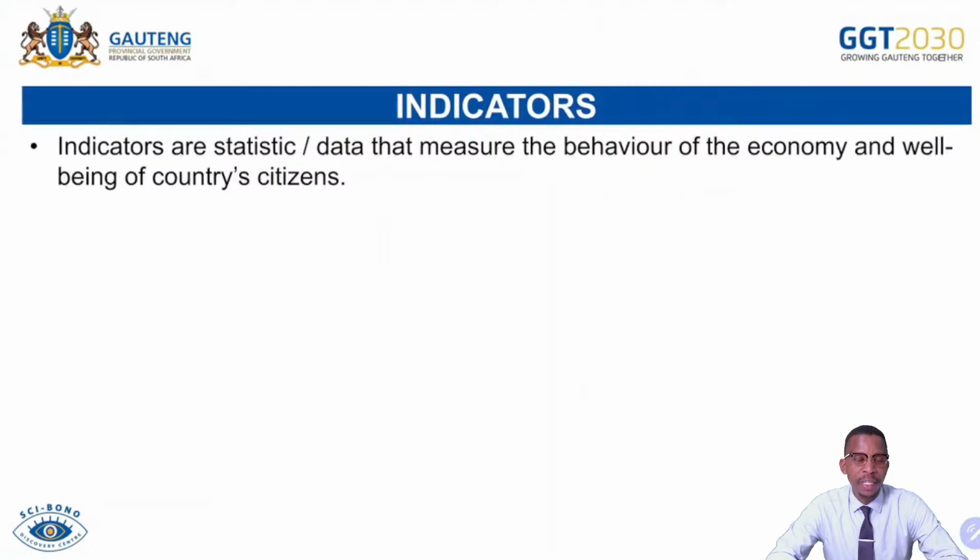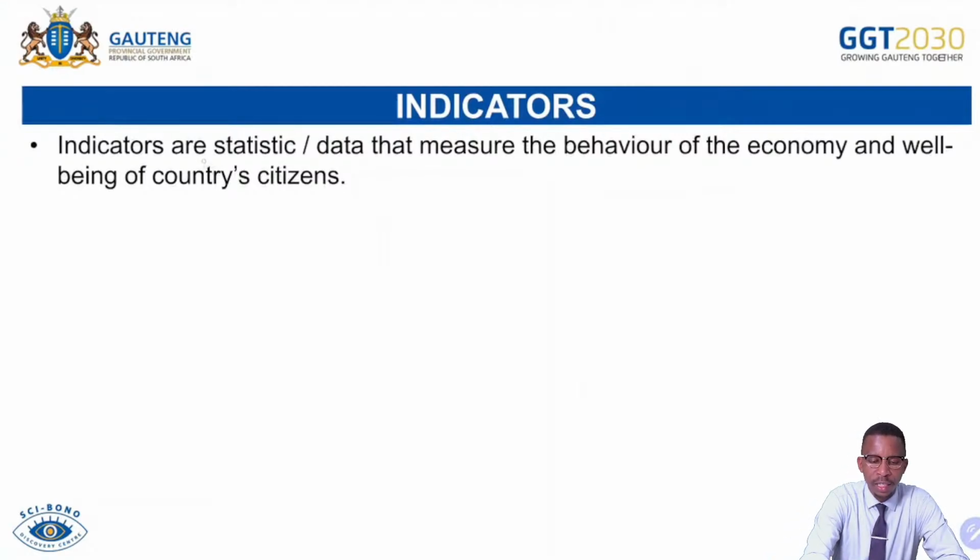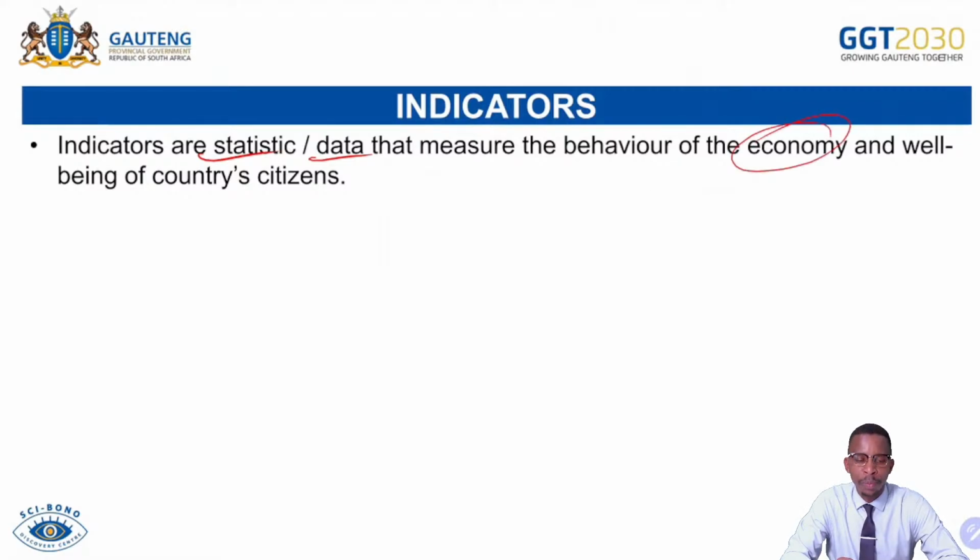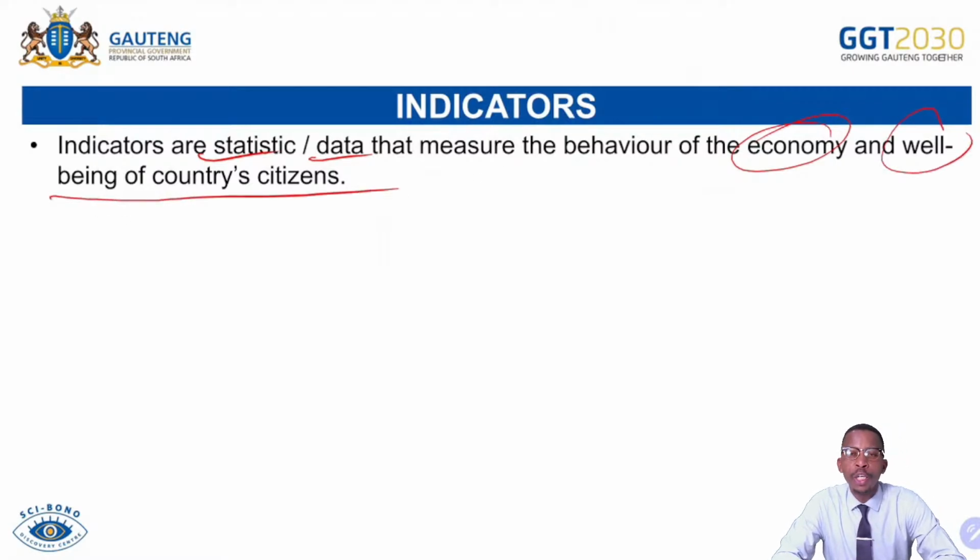So here we explain indicators. So indicators refer to the statistic or data that measure the behavior of the economy as well as the well-being of the country's citizens. So in this situation, we focus on both economic and social indicators. If it measures economy, that means that's an economic indicator. If it measures the welfare or the well-being of the country's citizens, that's a social indicator. So we are dealing with both of them here.